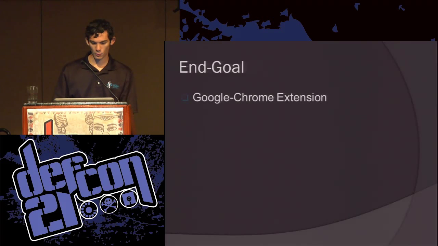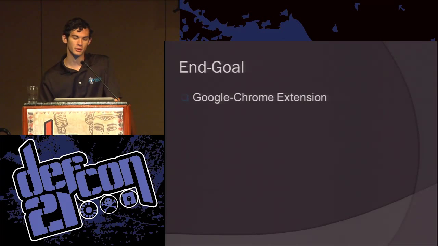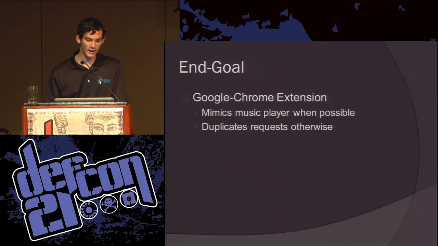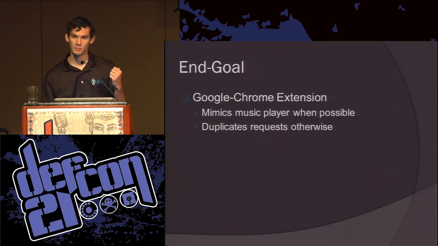So the end goal. Originally I had planned to release a Google Chrome extension which would have all the different exploits which I'm going to show you. The way this would work is that it would mimic the music player whenever possible. So whenever I was smart enough to figure out how to reverse engineer the code and generate the requests the way they did. Otherwise, I would just log whenever I saw some MP3 flying by, look at the syntax and match that syntax, and every time something that matches that syntax flies by, I can go get that song. And so the end result is that you have something that sits in the background, and every time you listen to a song, you can download it. But I'm not going to be releasing that.